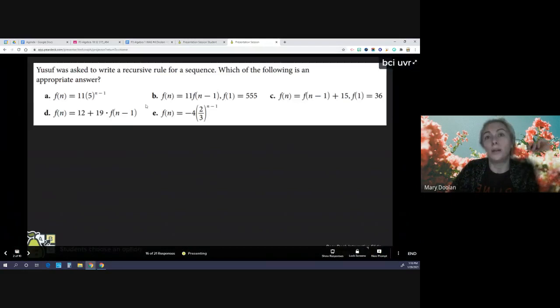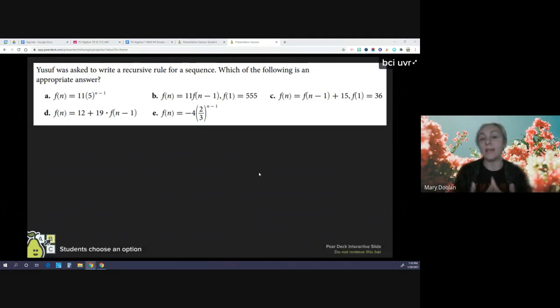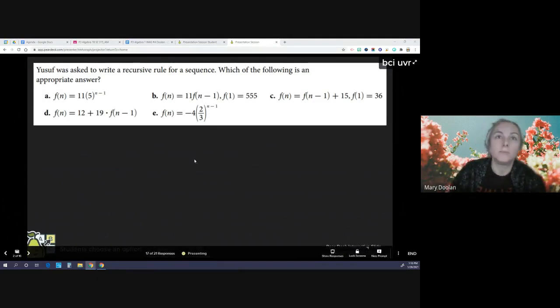And the reason why is for a recursive rule to be a recursive rule, we have to have f of 1 defined, or if we're using the terms a sub n, a sub 1 defined. These are all in terms of functions. So for B, right here, you can see f of 1 equals 555. We're given f of 1. You have to have f of 1 when it's recursive. You have to know the first term. And for C, they do the same thing. F of 1 is here, 36.